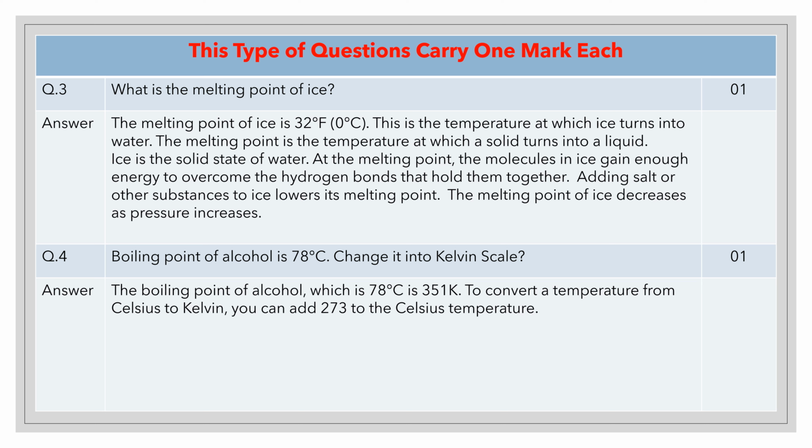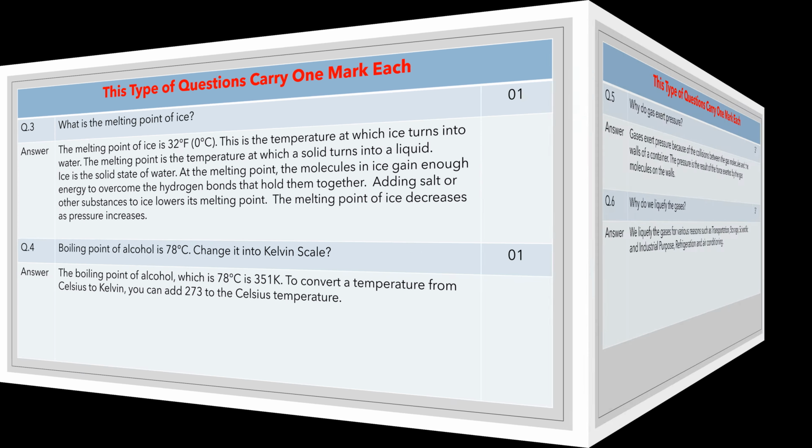Question 4 is, boiling point of alcohol is 78 degrees Celsius. Change it into Kelvin scale. The boiling point of alcohol, which is 78 degrees Celsius, is 351 Kelvin. To convert a temperature from Celsius to Kelvin, you can add 273 to the Celsius temperature.